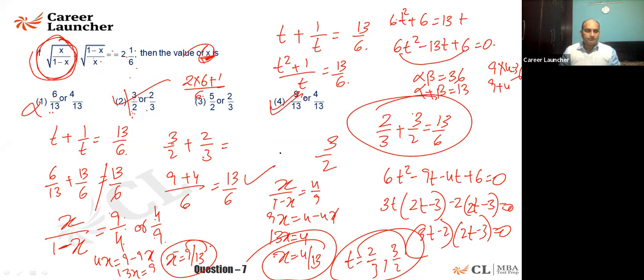Is it fine? Clear? Vaishnavi, that's why I've taken this case. So no one is asking you to find out the value of the square root of x upon 1 minus x. They want to find out the value of x. So either you put them in the equation and then get the answer, or find out this value and then do the calculations. Fine.